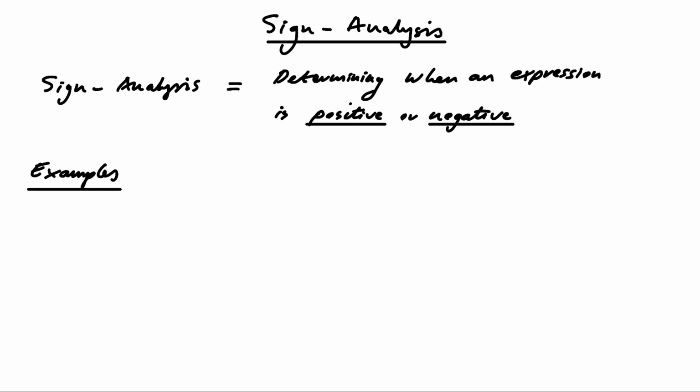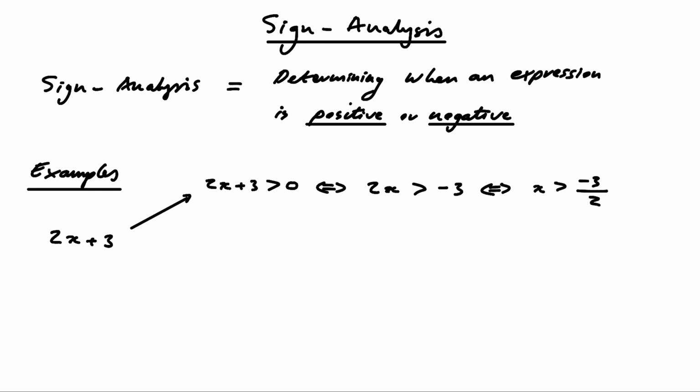Let's do two linear expressions in x. Imagine I have 2x plus 3, and I ask myself, when is it positive? When is it 0? When is it negative? So when is 2x plus 3 greater than 0? This is if and only if, well, if we take away 3 from both sides, that preserves the inequality. So I get 2x is strictly greater than minus 3. Then I can divide through by 2 or multiply through by a half, and that preserves the inequality because a half is positive. So I get x is strictly greater than minus 3 over 2.